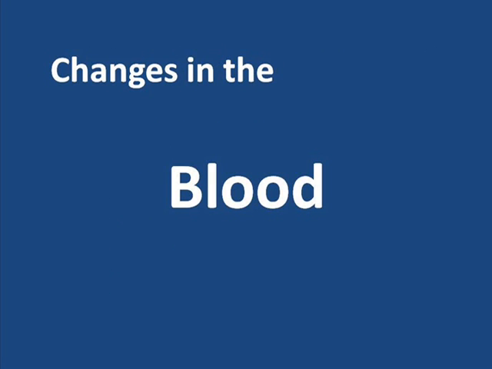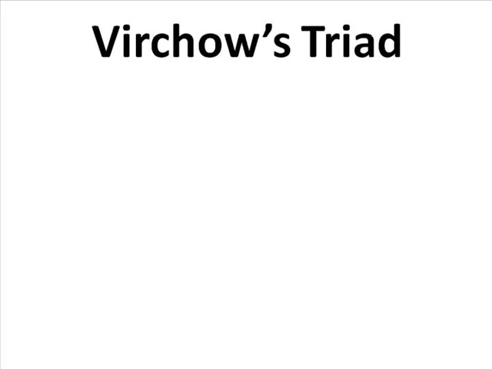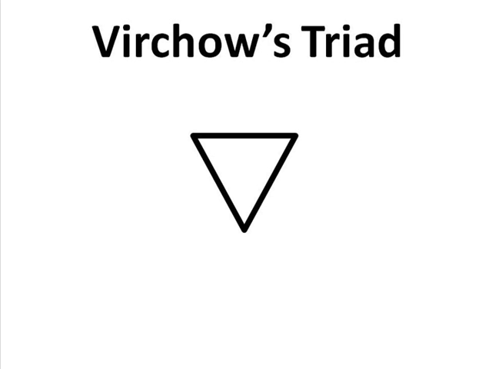What's been presented here with regard to changes in the blood is just a small fraction of the circumstances that may affect the coagulability of the blood. Fortunately, there are doctors called hematologists who are specially trained to discern problems with the blood that may lead to thrombosis. To sum up then, the circumstances contributing to harmful clot formation can be thought of in terms of Virchow's triad.